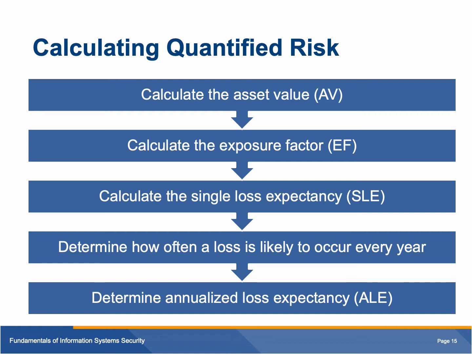Then we're going to determine how often a loss is likely to occur every year. This is the annualized rate of occurrence, or ARO, also called the risk likelihood. Some AROs are greater than 1. For example, a snowstorm in Buffalo or Berlin or Montreal will happen many times per year. Others are likely to happen far less often. For example, a warehouse fire might happen once every 20 years.